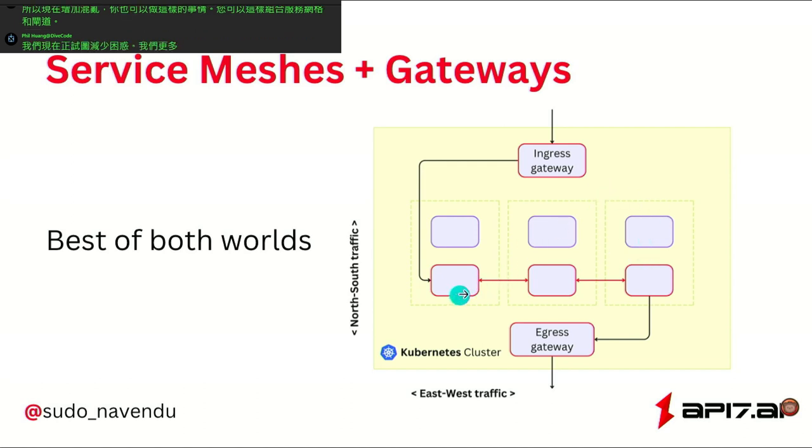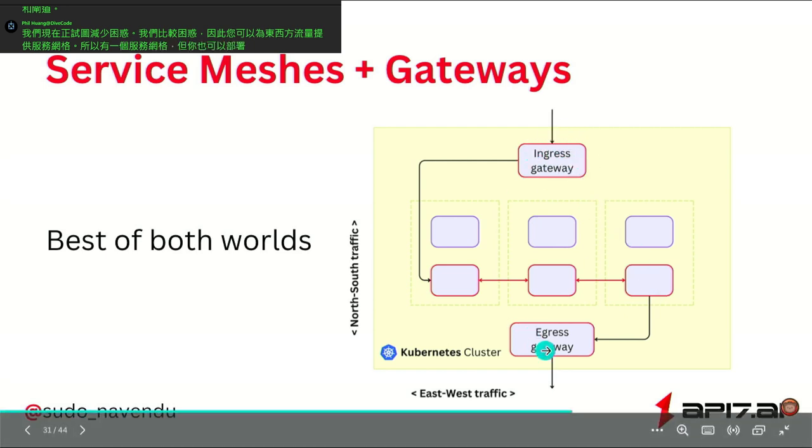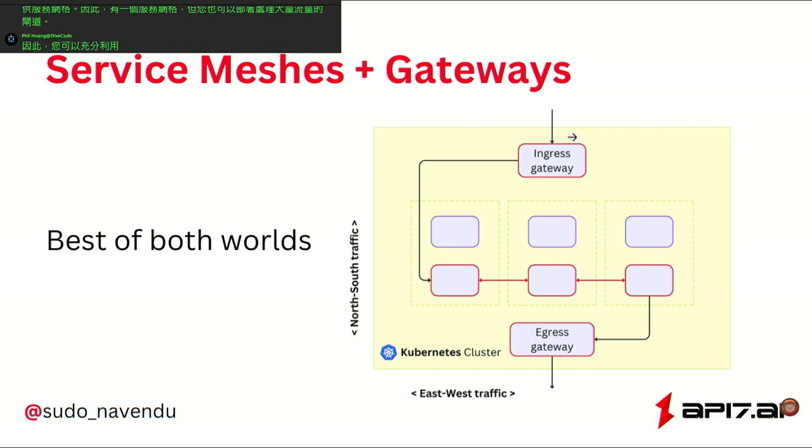So you can have your service mesh for east-west traffic, so the red ones are service mesh, but you can also deploy gateways that handle north-south traffic as well. So you can get the best of both worlds. You can use a powerful API gateway like API6 to manage north-south traffic, and then you can use a powerful service mesh like Istio to handle your east-west traffic. So that makes the system much more efficient.